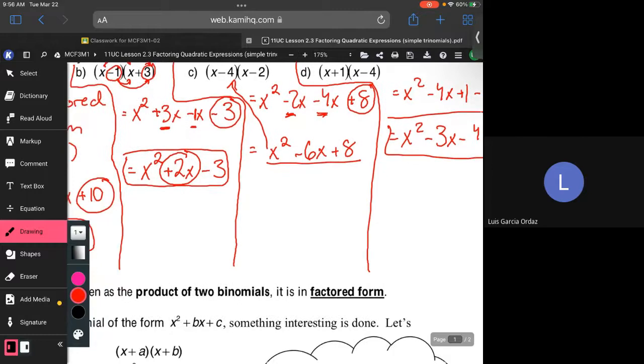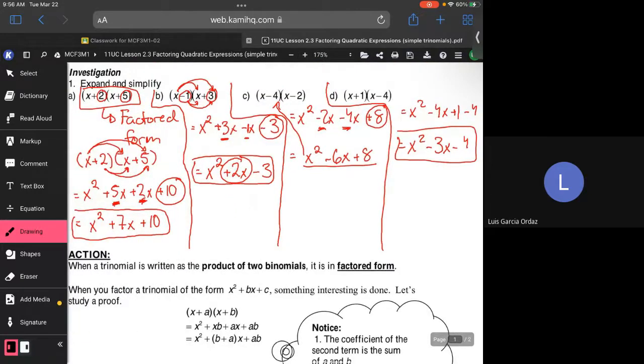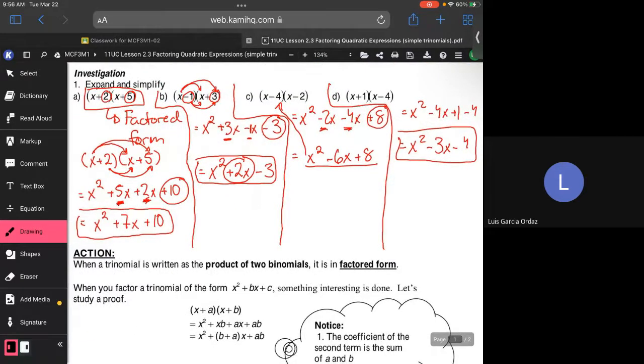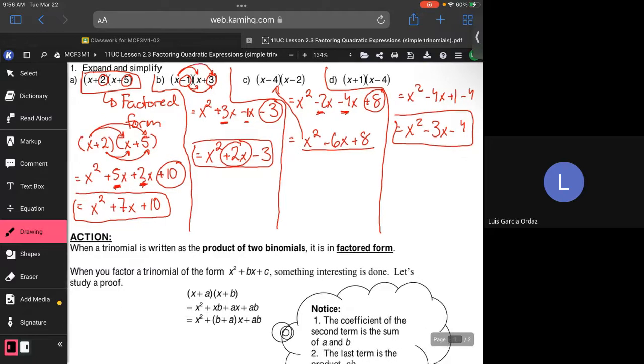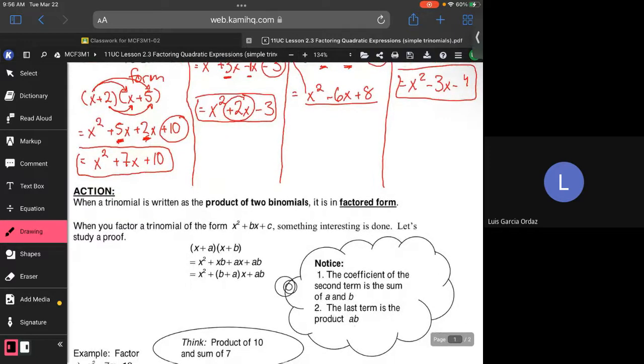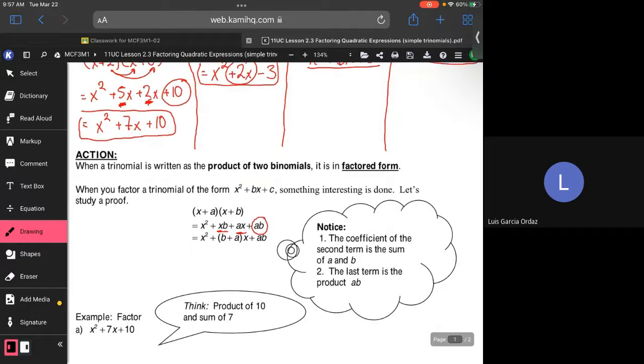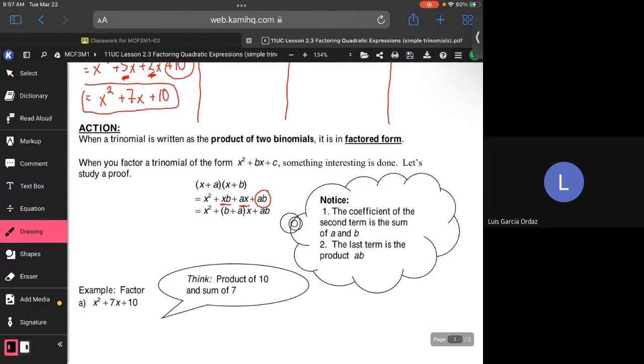So, when a trinomial is written as a product of two binomials, which means when there's two brackets, it is considered to be in factored form. So when you factor a trinomial, when you have x squared plus bx plus c, something is done. These two numbers here, b and a, they create the last number. It's better to see it in terms of an example.